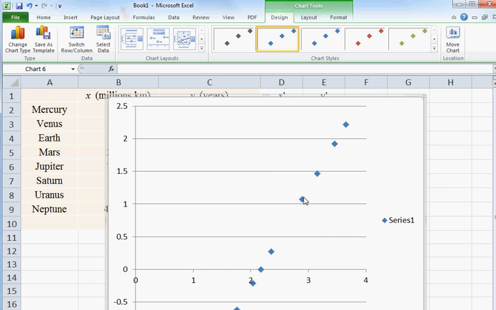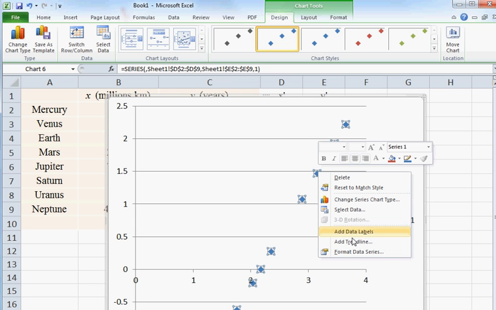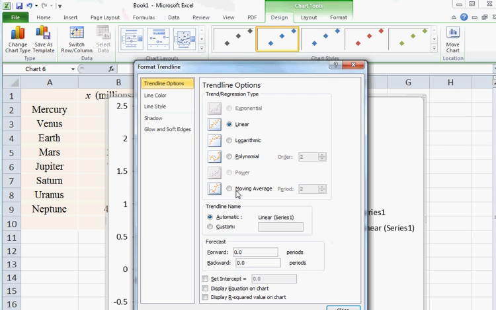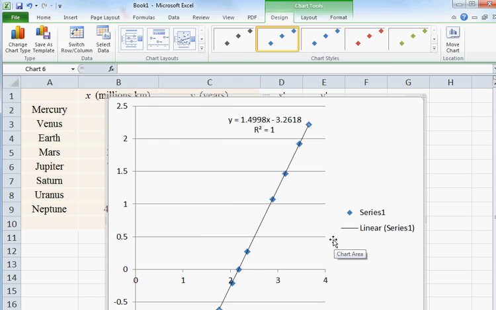And if I find the equation of the trend line for this data, so I'll add the trend line. Linear fits, display the equation on the chart, r squared. Here we see that the data definitely is linear. We get y is equal to 1.4998, basically 1.5, minus 3.2618.